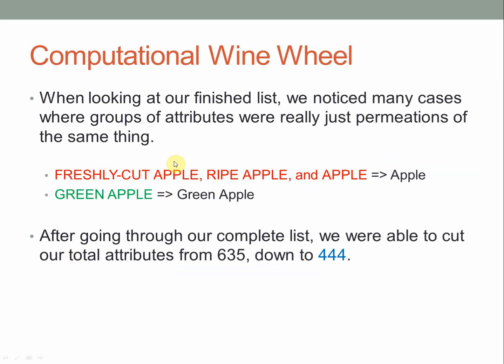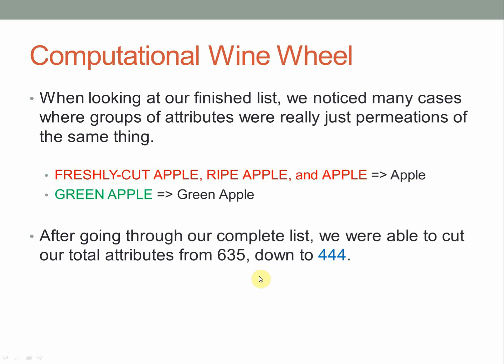While we look into the attributes that we collected, we realize fresh cut apple, ripe apple, and apple are all describing the same kind of attribute, which is apple flavor. However, green apple tastes different from the apple. So green apple is different from all of these. That's why we go through all of those attributes, try to find these kinds of similarities, and group them into the same attribute, while green apple stands differently.